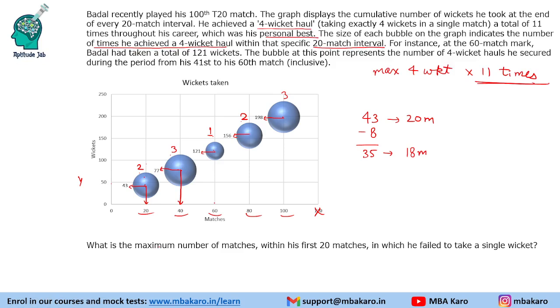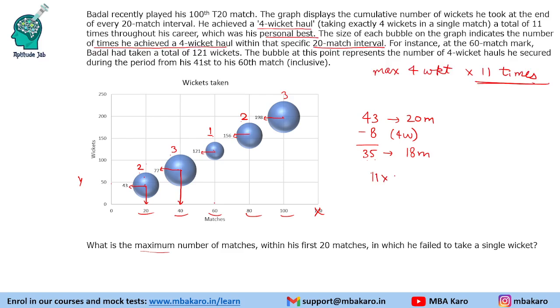So we need to tell the maximum number of matches where he failed to take a single wicket. Now he can take 35 wickets in 18 matches quite simply, like 1, 1, 2, 2 wickets, he will be able to take wickets in all matches. Now we need to find the maximum number of matches in which he failed to take a single wicket. So 4 wickets is already done. Now the maximum he can take is 3 wickets in a match. So suppose we divide 35 by 3, it is 11 point something.